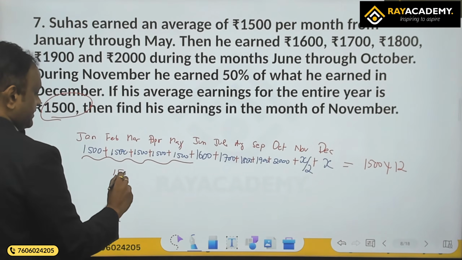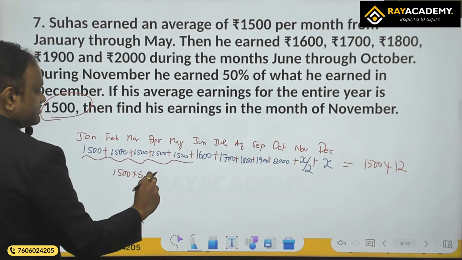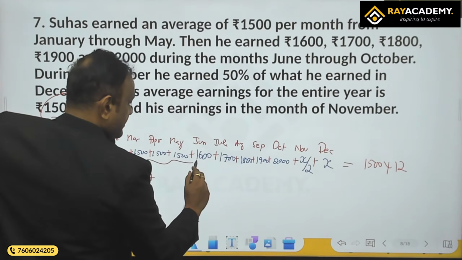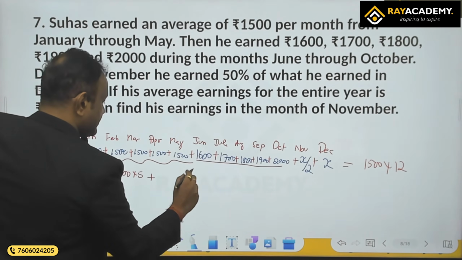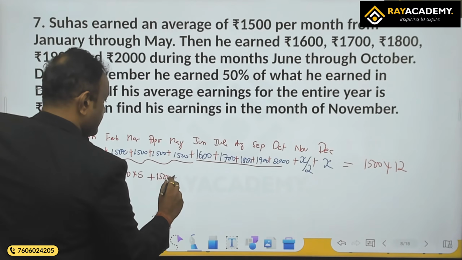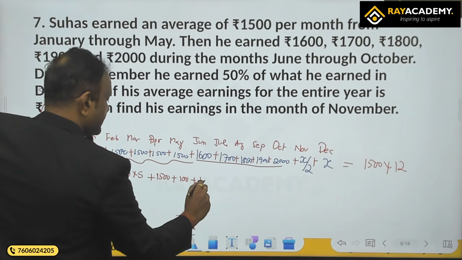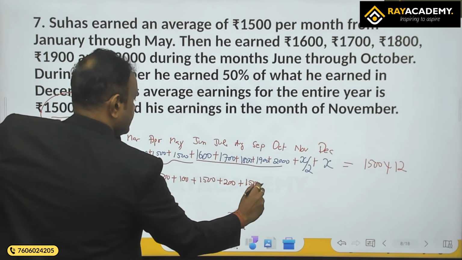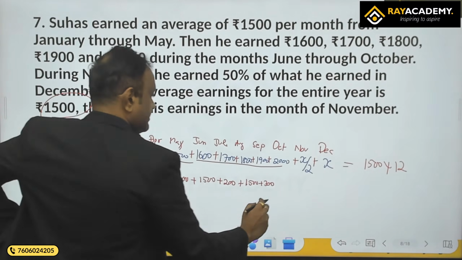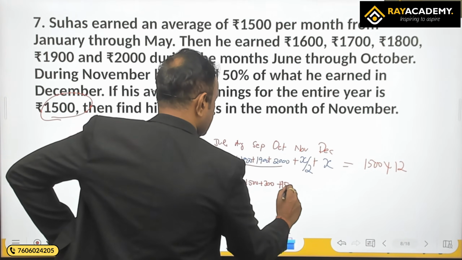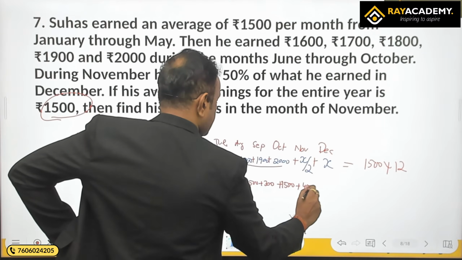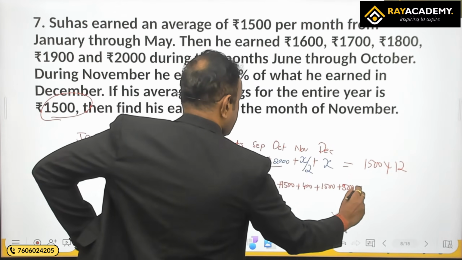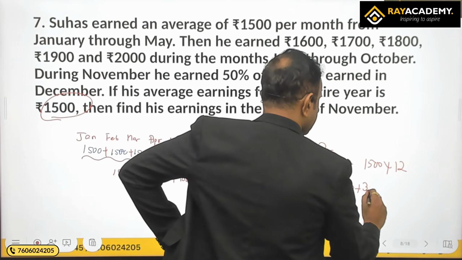So 1500 into 5 plus... I need not calculate. So 1600 I can write as 1500 plus 100. 1700 is 1500 plus 200. 1800 I can write as 1500 plus 300. 1900 is 1500 plus 400. 2000 is 1500 plus 500, plus x by 2 plus x is 3x by 2.